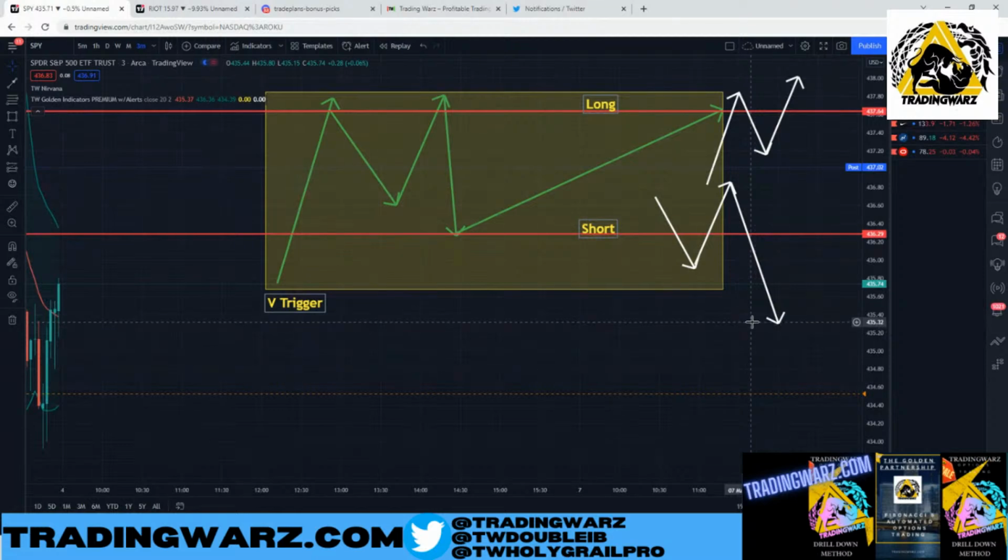Okay, so that's the V trigger. Hit me with the 5 if you follow me there. So the V trigger is saying when you want it to test it twice, you want to break the level twice, 2 times. If it can break the level 2 times, it gives you more confidence that it's going to break out. So that's a V trigger.